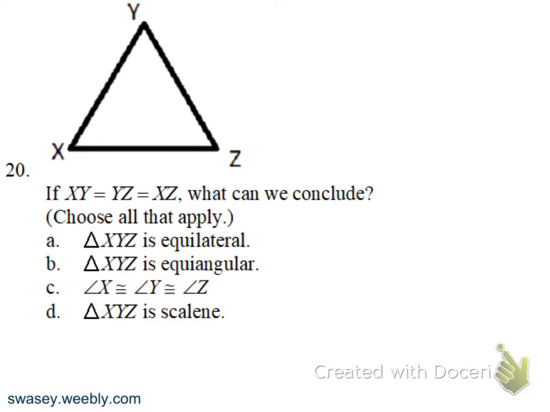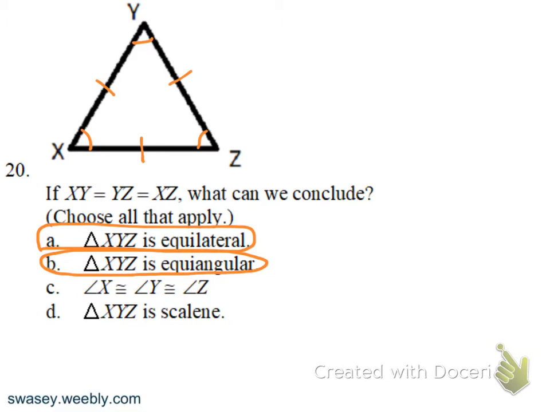All right, if xy is equal to yz is equal to xz, that means all sides, the lengths are equal, so the segments are congruent. And so that would fit equilateral. Equilateral means the sides are congruent. If the sides are congruent in a triangle, then the angles across from them are congruent. So that means it's equiangular as well.